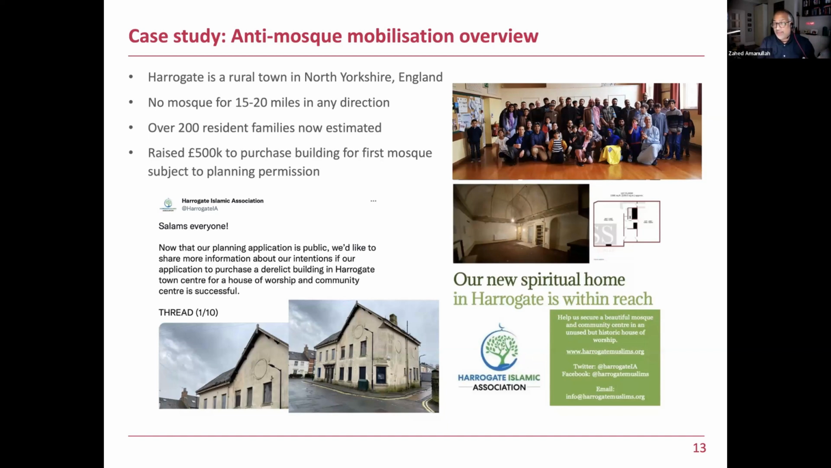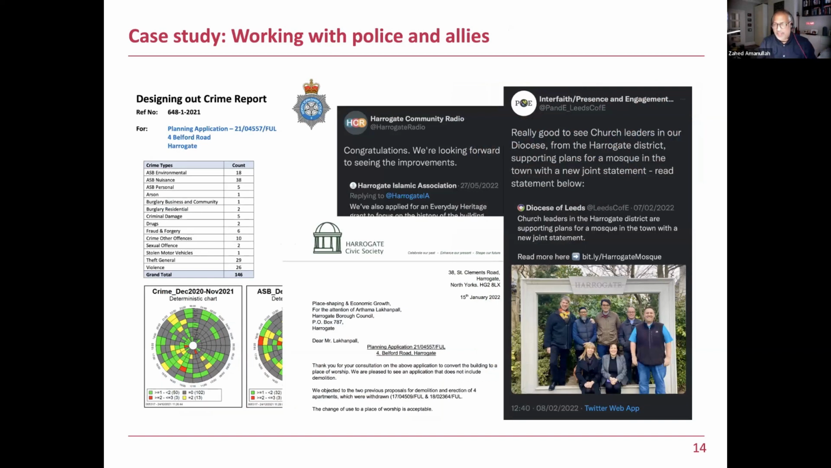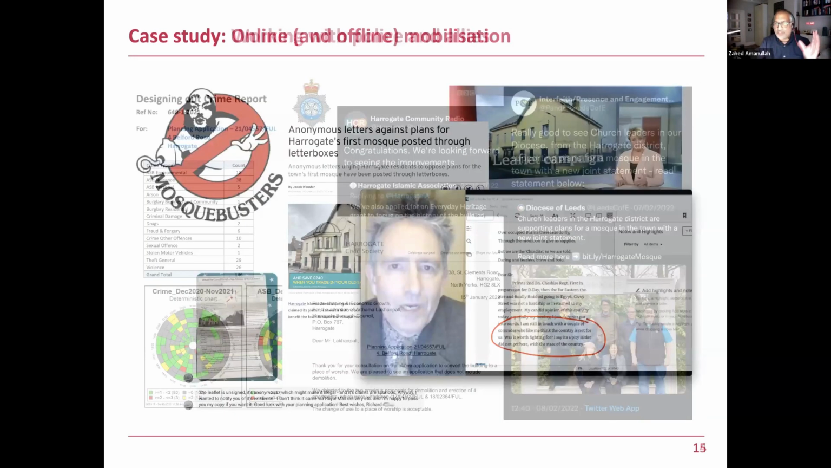So that's certainly what happened. So I had to put a strategy together beyond the campaigning. It also included working with police and allies, working with other faith communities to make sure that they understood what was happening and that they were ready to support us if we were targeted by hate speech. So sure enough, that happened.